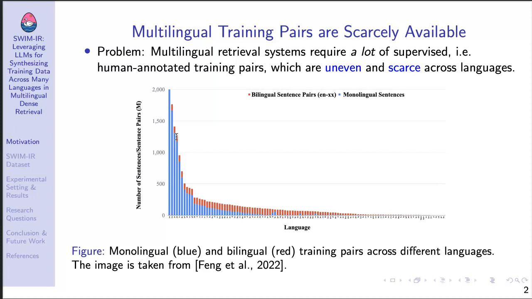Often the biggest challenge which we faced is that multilingual retrieval systems require a lot of supervised or human annotated training pairs, which are uneven and scarcely present across many non-English languages. In the example shown in the figure, you find that monolingual sentences, highlighted in blue, are decreasing drastically, and on the other hand, there is a much smaller percentage of bilingual sentence pairs currently available to train such models.